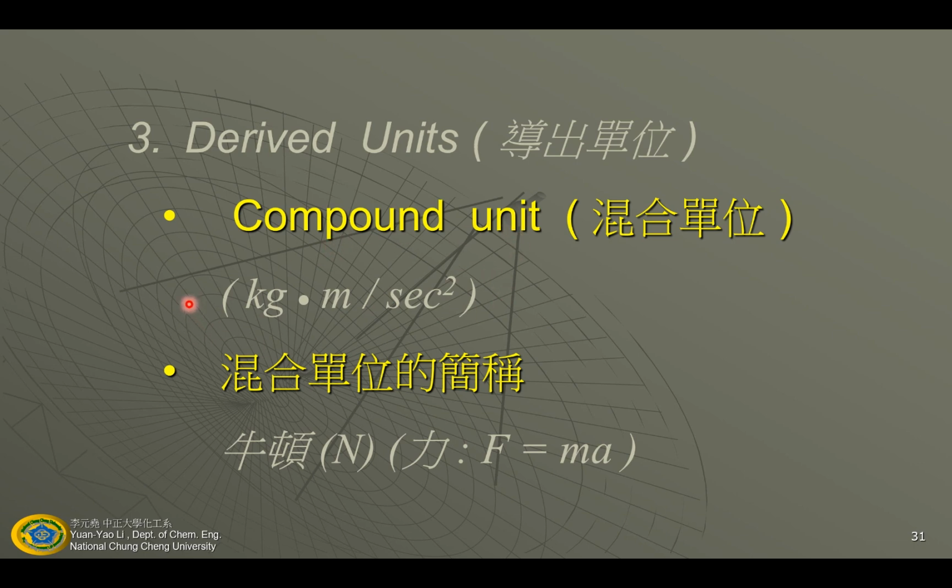I'm sure you know this. This is the force, right? Force. However, you don't need to write it down like this, or you can also write it down as Newton. And this symbol represents Newton, right? So force equals mass times acceleration. So mass times acceleration equals force. We use N instead.